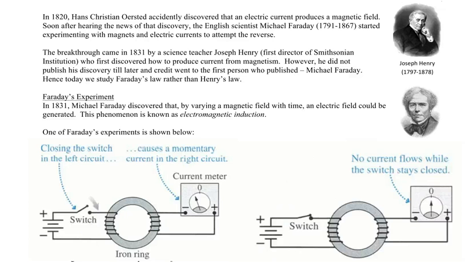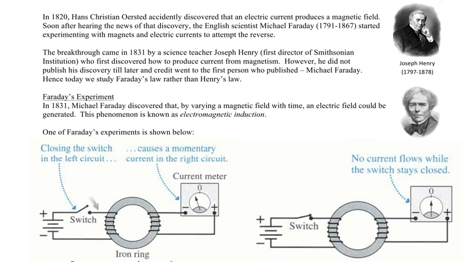In one of Faraday's first experiments, which are not shown in the notes, but shown now below, he connected a coil wire to a battery, and then a switch. And on the other side, nearby, there was another coil wire connected to a current meter. When he closed the switch in the first circuit, he noticed that current was momentarily produced in this second coil.